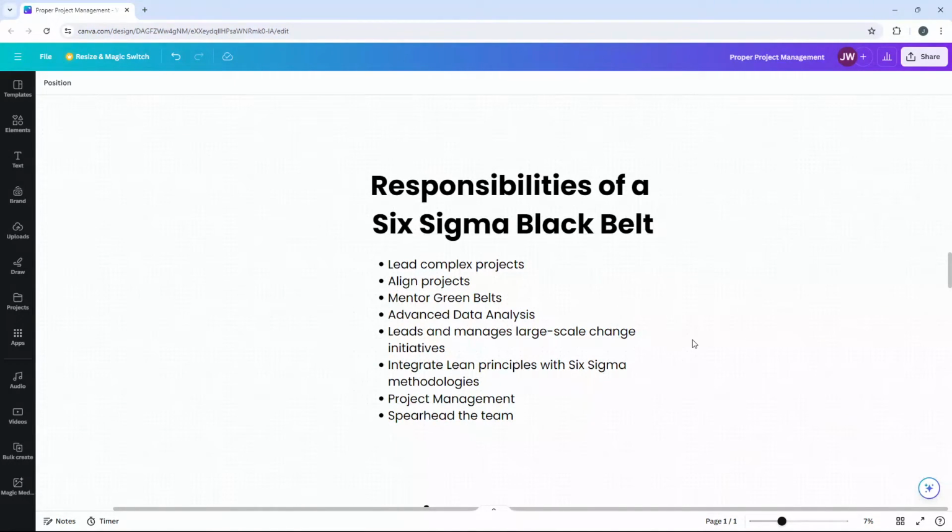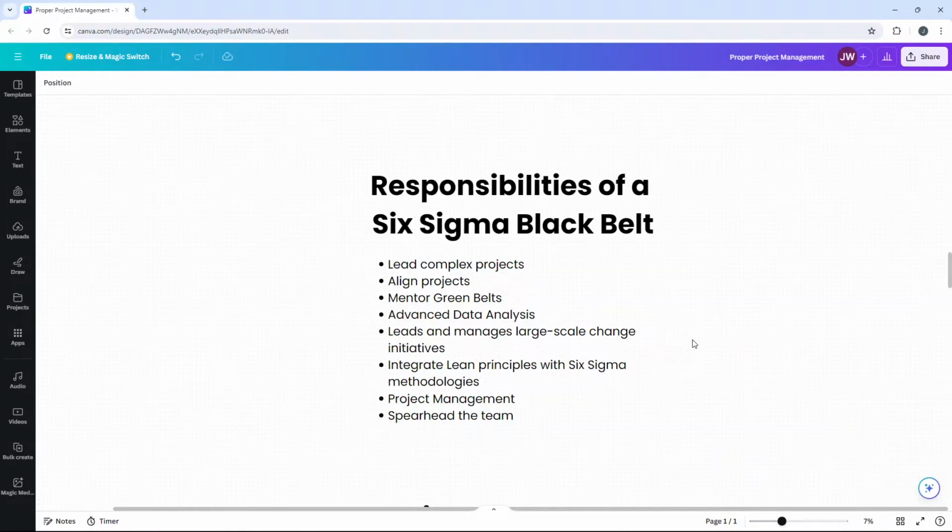They also help to mentor green belts and other team members for that matter. They provide guidance on Six Sigma tools and methodologies, helping to build a culture of continuous improvement within the organization. They also offer advanced data analysis, leveraging advanced statistical tools to identify trends and validate solutions. Their expertise in data analysis allows them to pinpoint root causes of problems and implement effective solutions. A black belt also leads and manages large-scale change initiatives. They ensure that changes are implemented smoothly and are sustainable, working to overcome resistance and engage stakeholders.